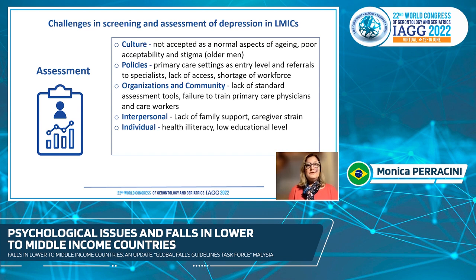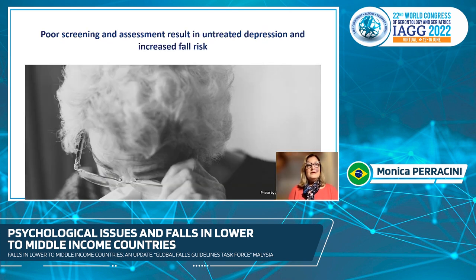Furthermore, on a society level, for instance, the presence of ageism and stigma about mental health issues might impact how older people view themselves and how they receive the care they need when being depressed. So, poor screening and assessment might result in untreated depression and increased fall risk.